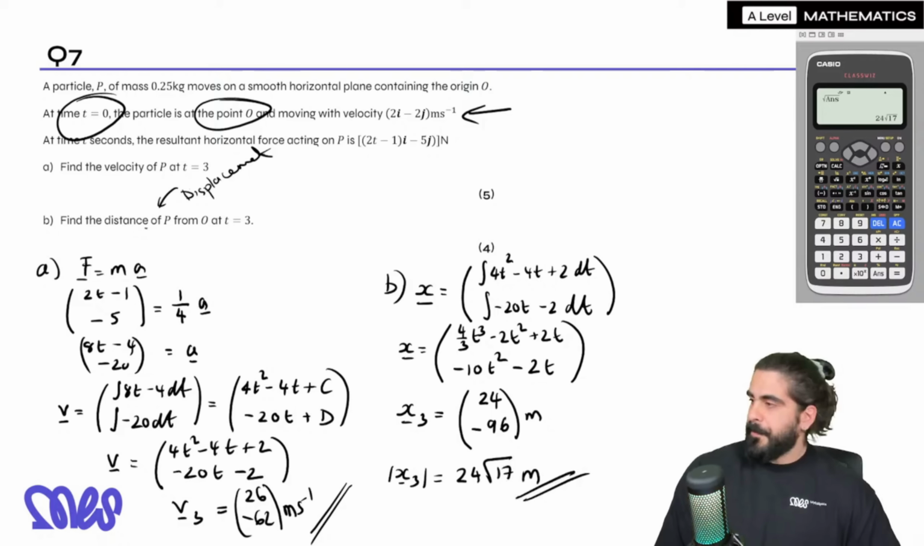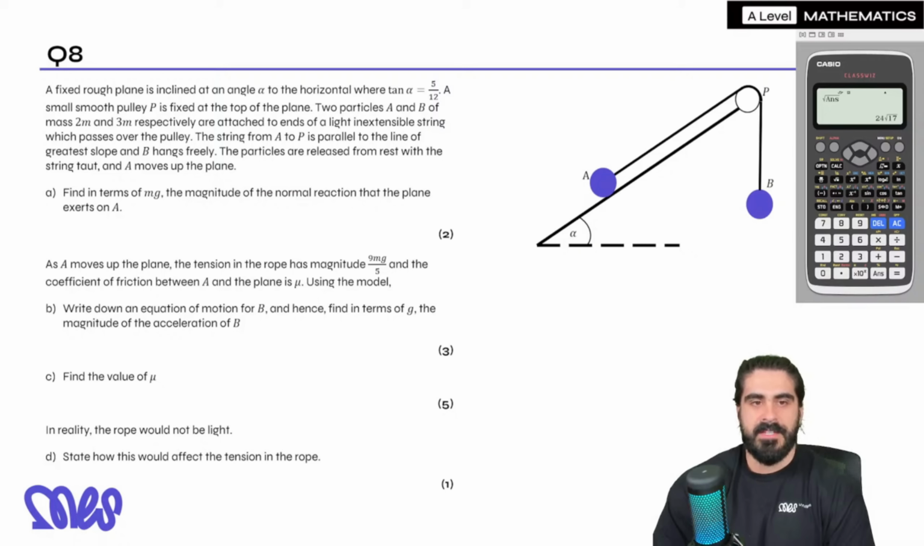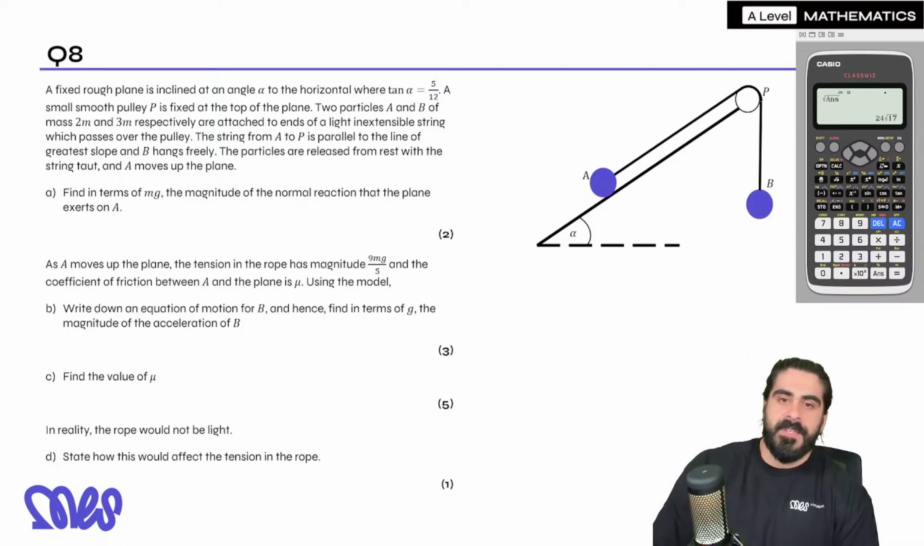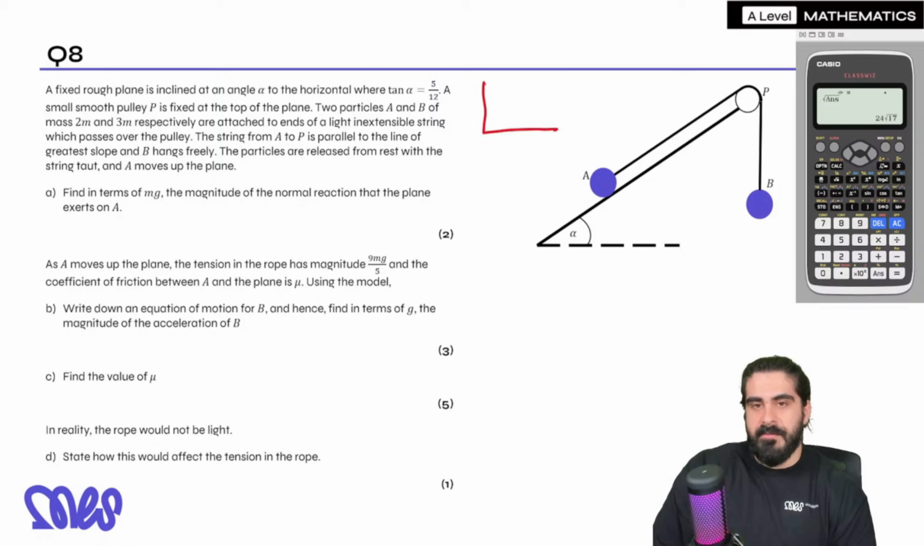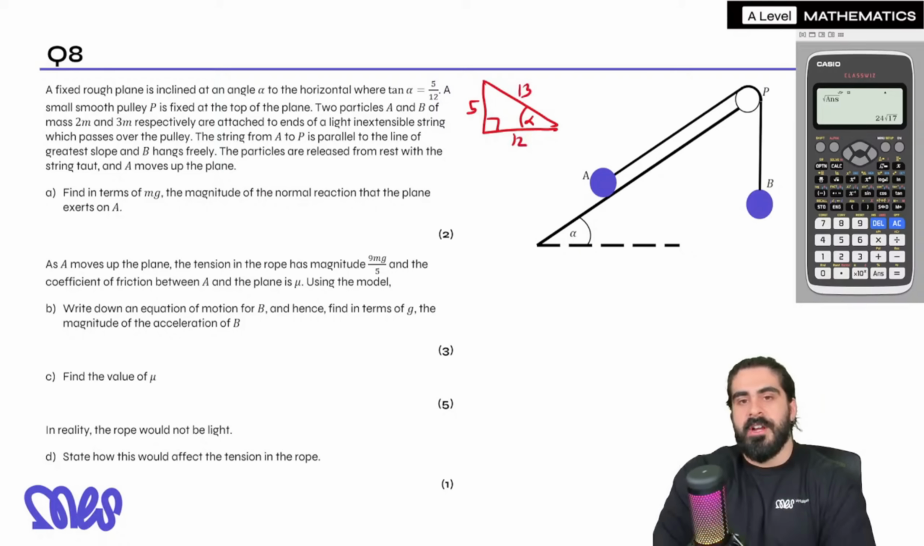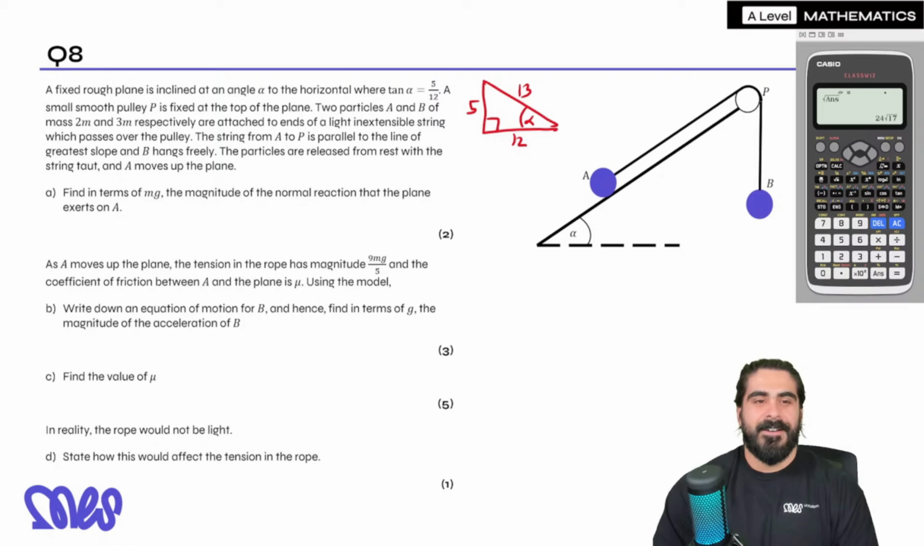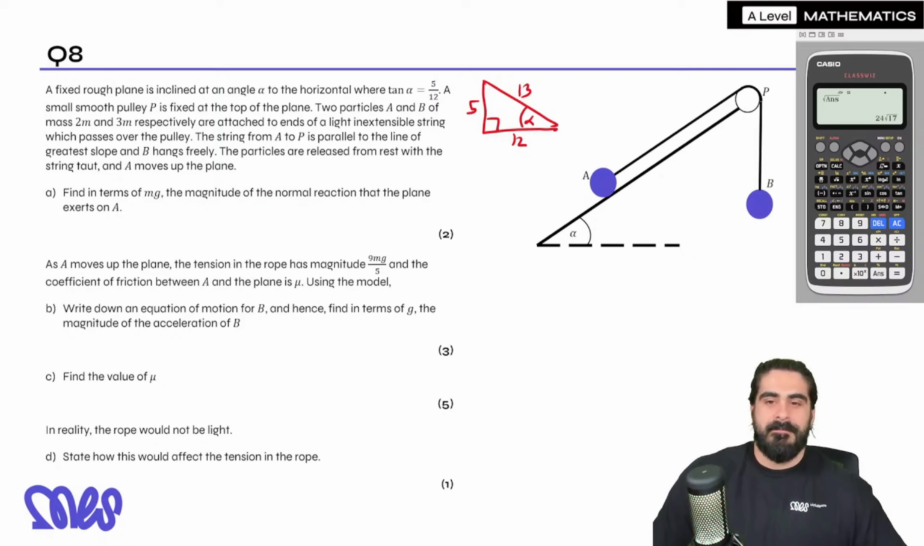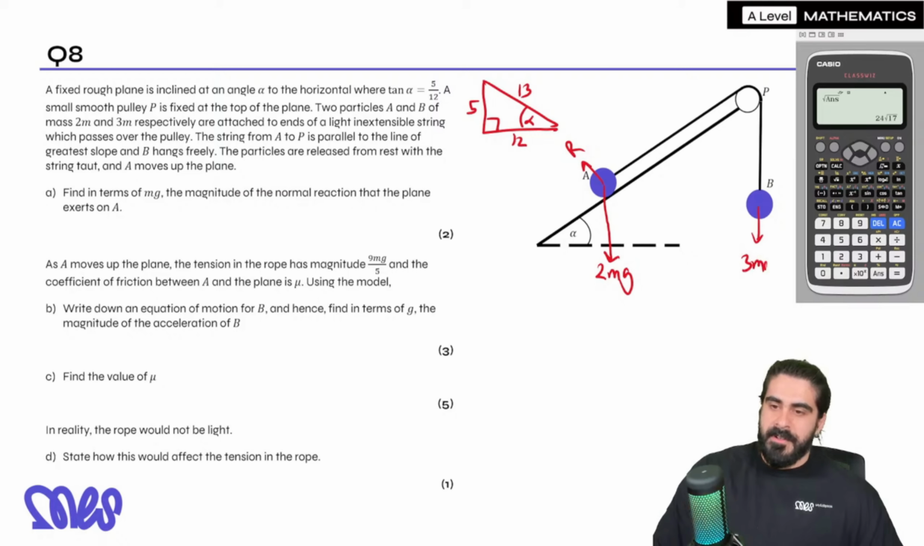There we go. So it says a fixed rough plane is inclined at alpha. Tan alpha is 5/12. So let's get some marks here. We do alpha. Tan is opposite 5, adjacent 12. It's the 5, 12, 13 Pythagorean triangle. We have a pulley at the top of the plane. A and B, mass 2m and 3m. So without even reading on, 2mg, R, 3mg, and then we have tensions pointing away.